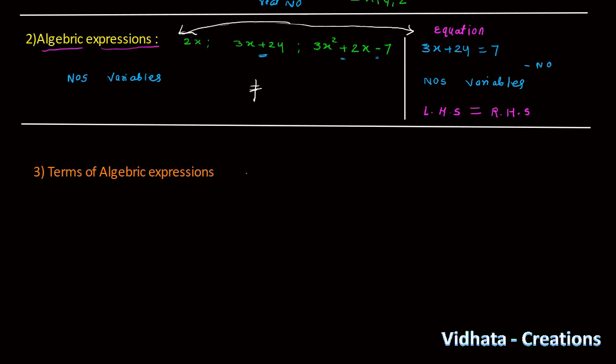Again, we will take some examples. For example, suppose I am having 2x, 3x plus 2y, and suppose we have 3x square minus 2x plus 7. These are the three examples. Now, here we are going to study what is meant by terms of an algebraic expression.